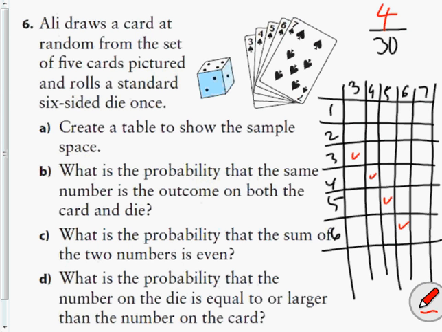The probability that the sum of the two numbers is even. So the sum of the two numbers is even. I'll use my green marker for this one.